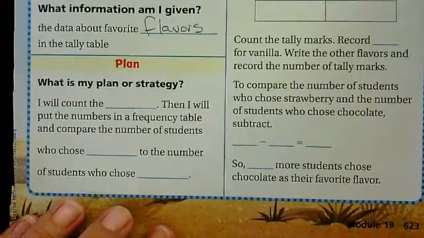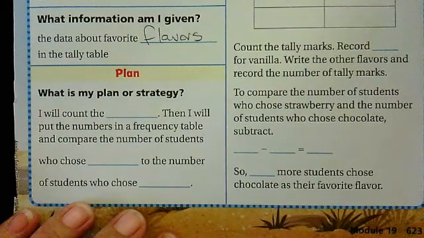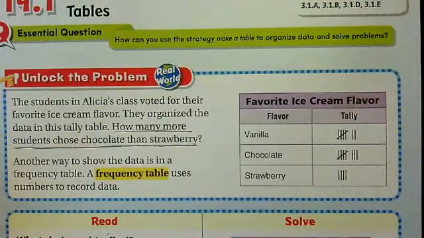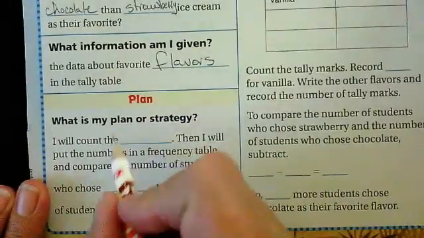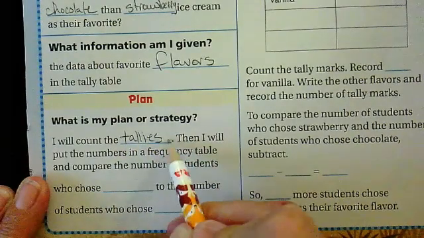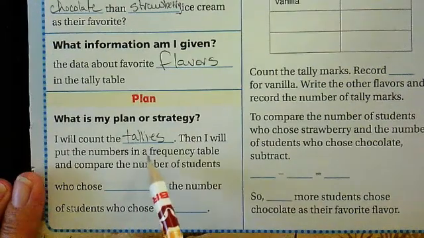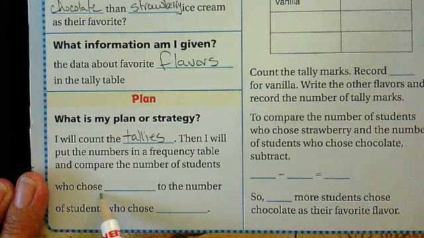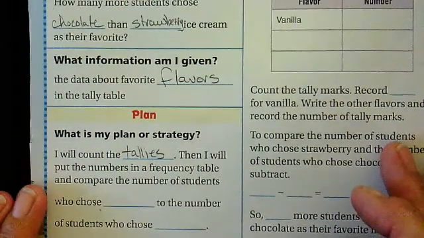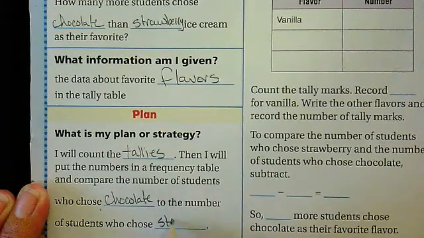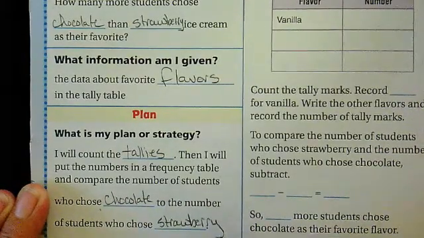So let's plan out a strategy. I can count the tally marks, then I will put the numbers in the frequency table. So what can I count on here? I can count the tallies. Ooh, drop the Y and add IES. Rock on. To put numbers in the frequency table and compare the number of students who chose chocolate to the number of students who chose strawberry ice cream.